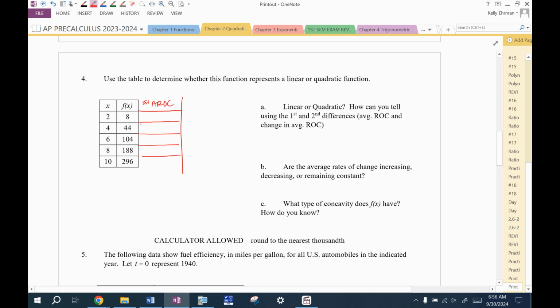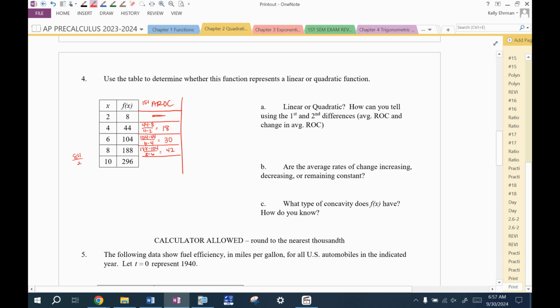Okay, so 44, so nothing here. 44 minus 8 over 4 minus 2. So 44 minus 8 is 36. 36 divided by 2 is 18. 104 minus 44 over 6 minus 4. So 104 minus 4 is 100, minus 40 is 60. 60 divided by 2 is 30. 188 minus 104 over 8 minus 6. So this gives me 84 divided by 2. So that's 42.